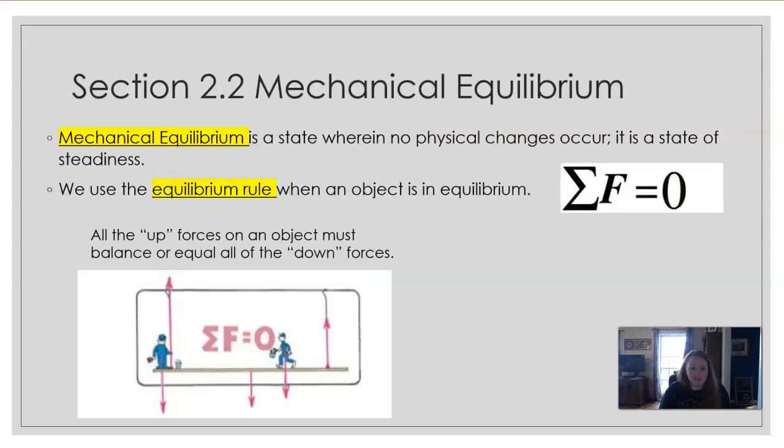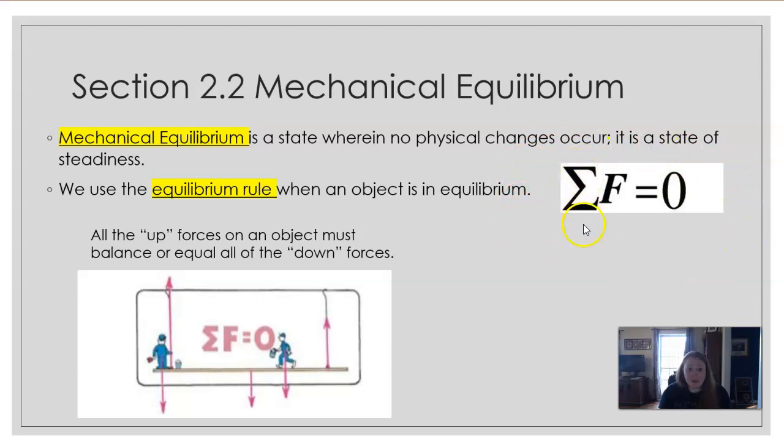All right. Let's look at equilibrium. Mechanical equilibrium is a state where no physical changes occur. We've already said this. The object is steady. And we're going to use the equilibrium rule. The equilibrium rule is just written kind of fancy here.